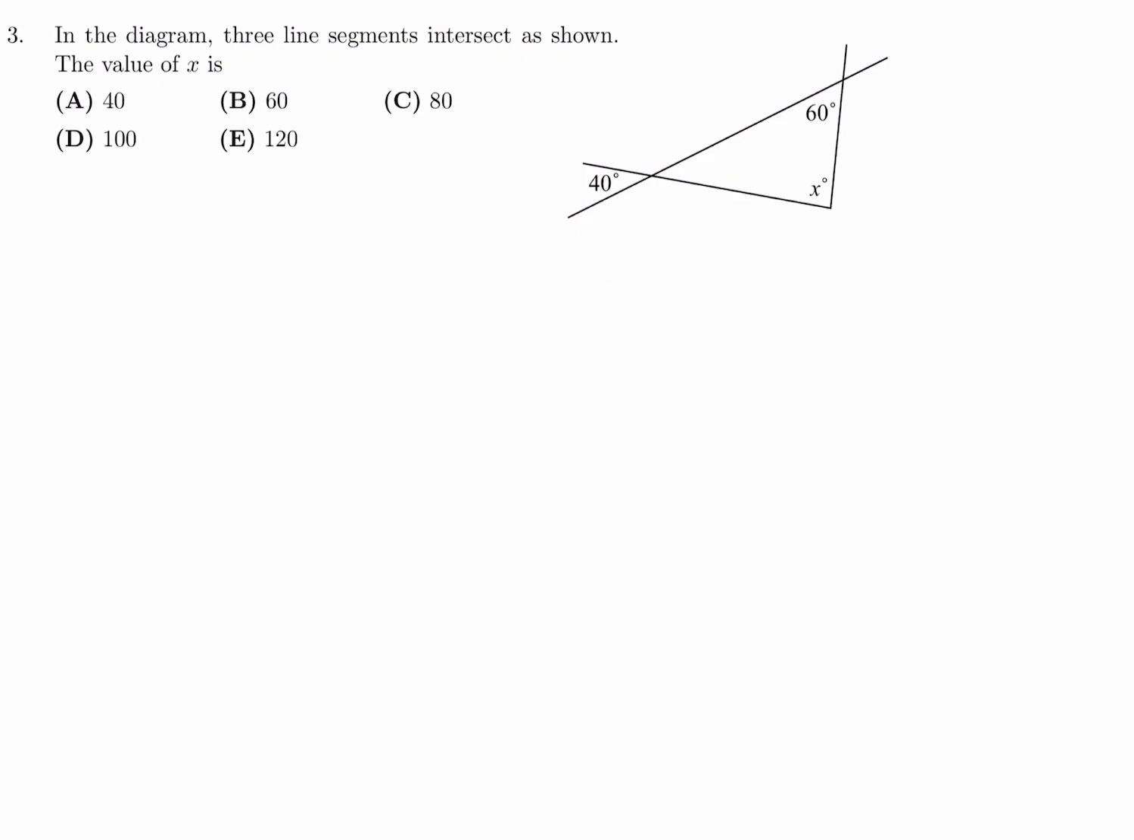In the diagram, 3 line segments intersect as shown. The value of x is. By opposite angles, if this is 40, this has to be 40. So put that in there. And then the sum of the angles of a triangle always add up to 180. So 40 plus 60 plus x is 180. So that means 100 plus x is 180. And therefore x is equal to 80. So number 3, the answer is C.